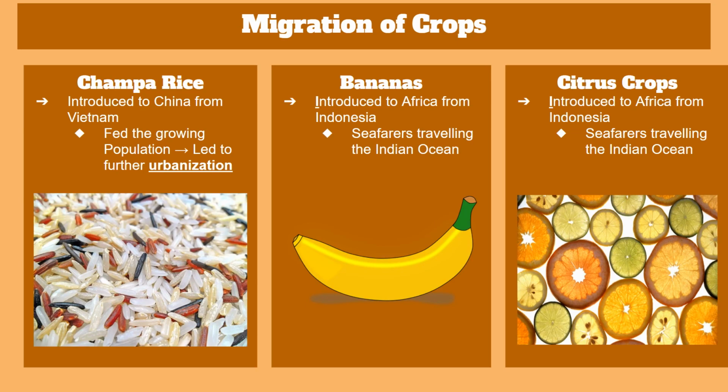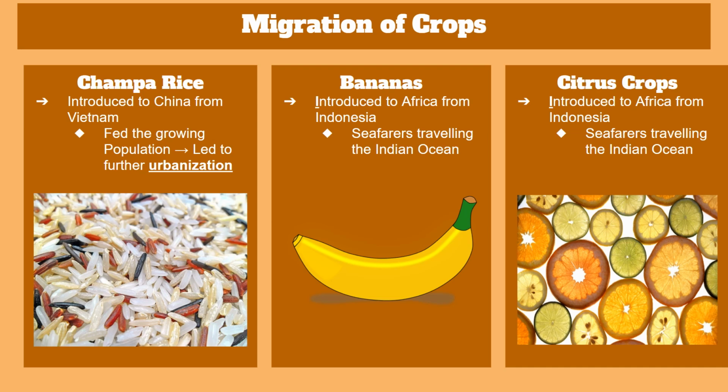Now, there are many different agricultural consequences to this spread of exchange networks. Some specific ones we can look at: Champa rice. It was introduced to China from Vietnam, and basically what that did was feed the growing population in China, and it led to further urbanization and a more prosperous Chinese state. China didn't become prosperous just by eating rice, but also because it used rice as a way to pay taxes or as tribute from states that they had occupied, such as Vietnam.